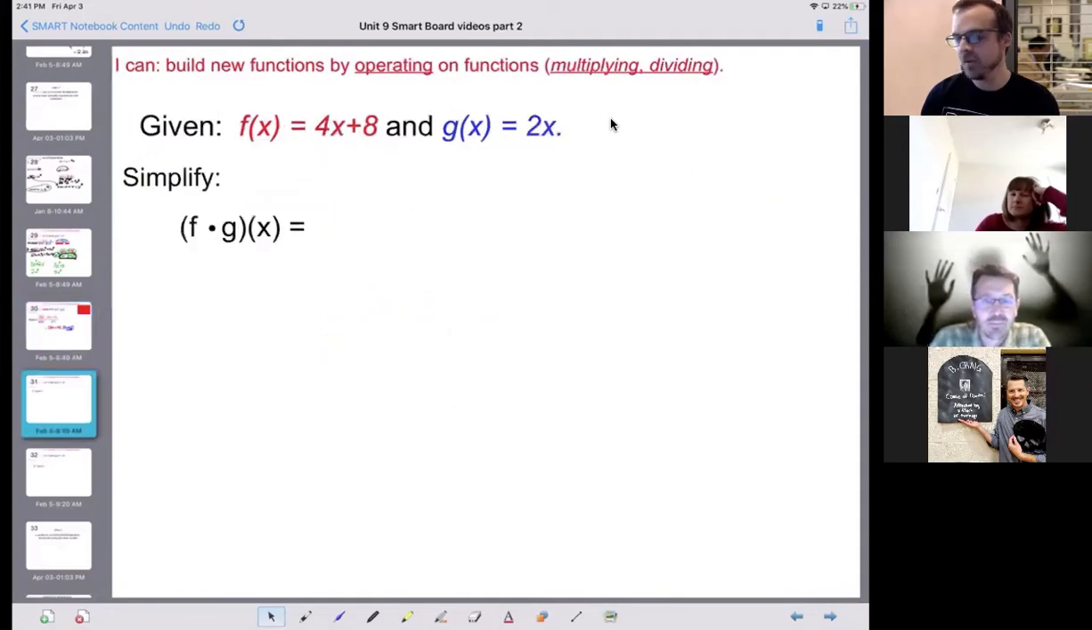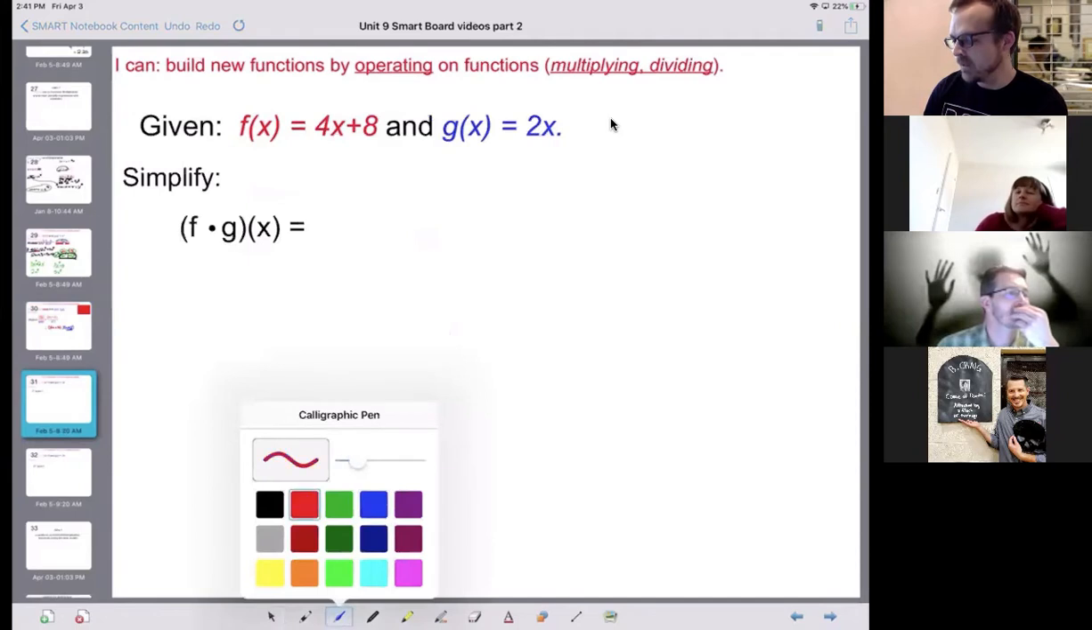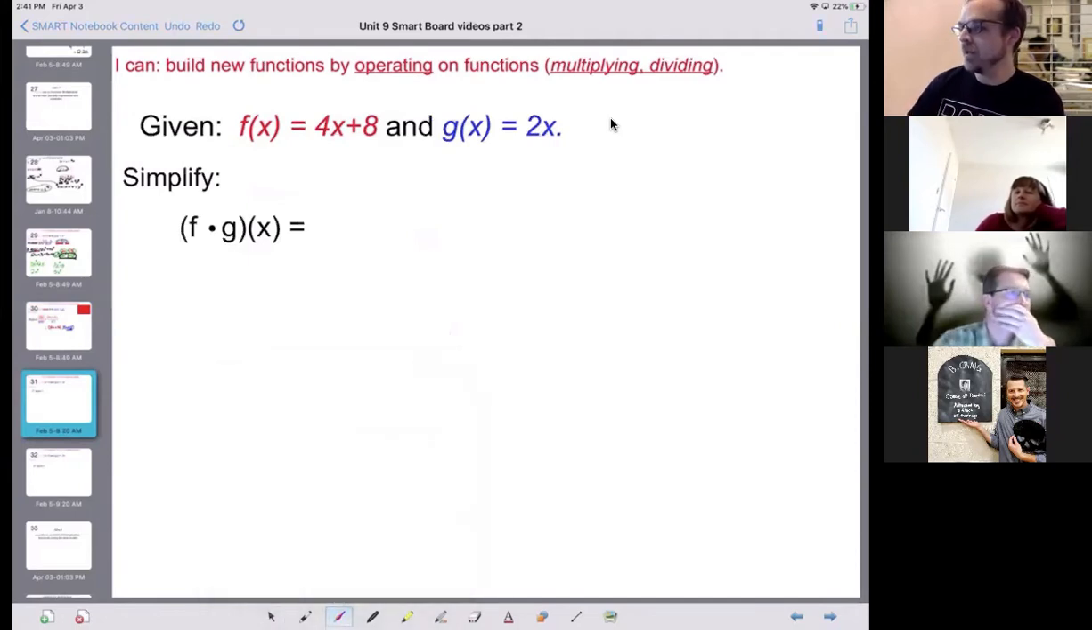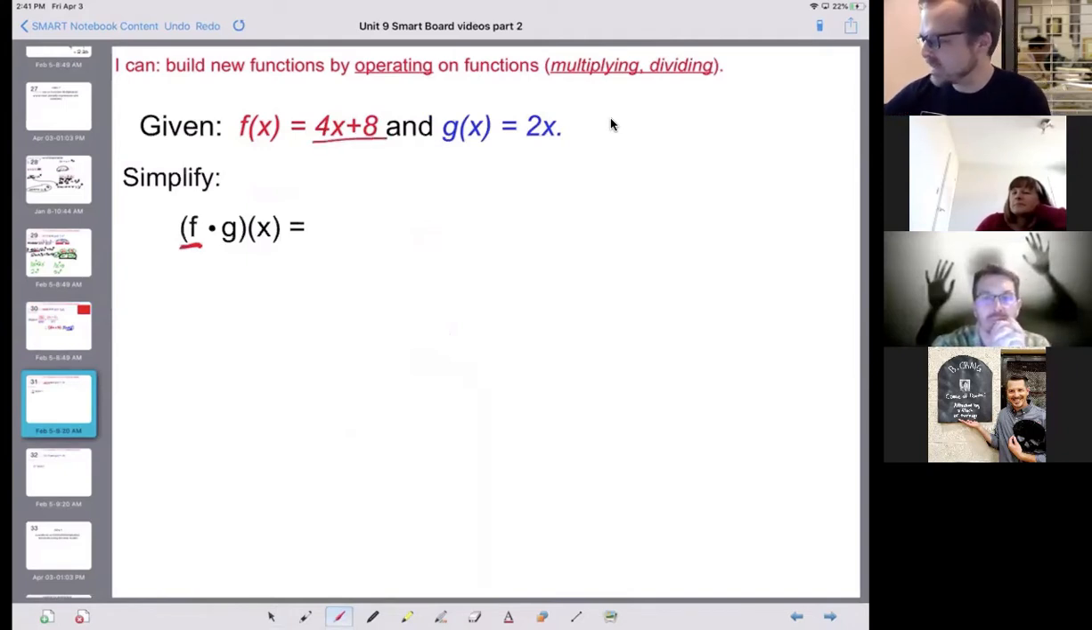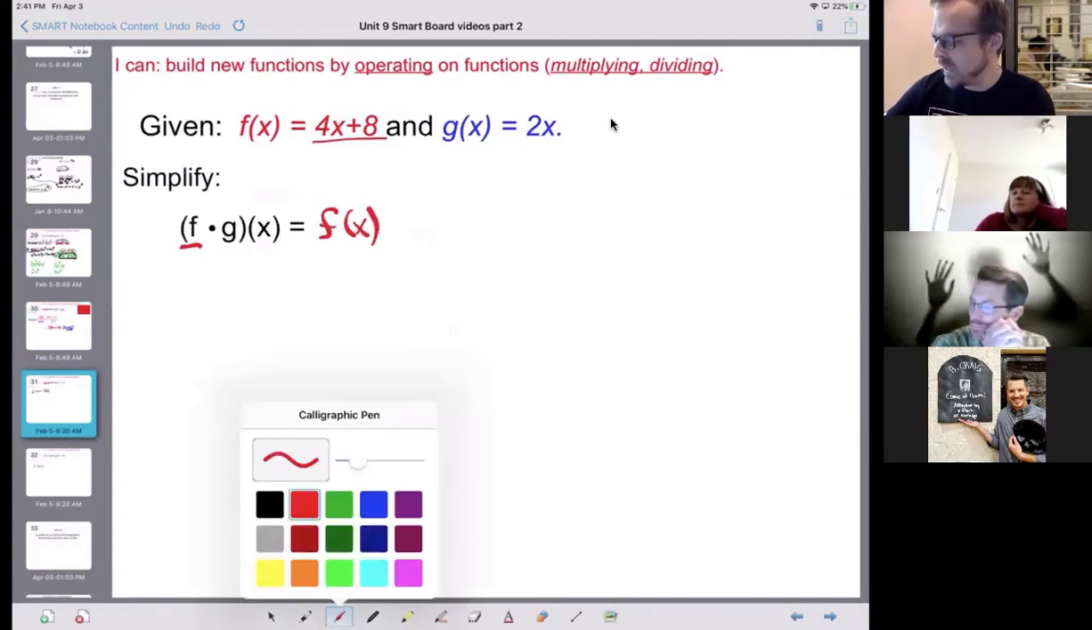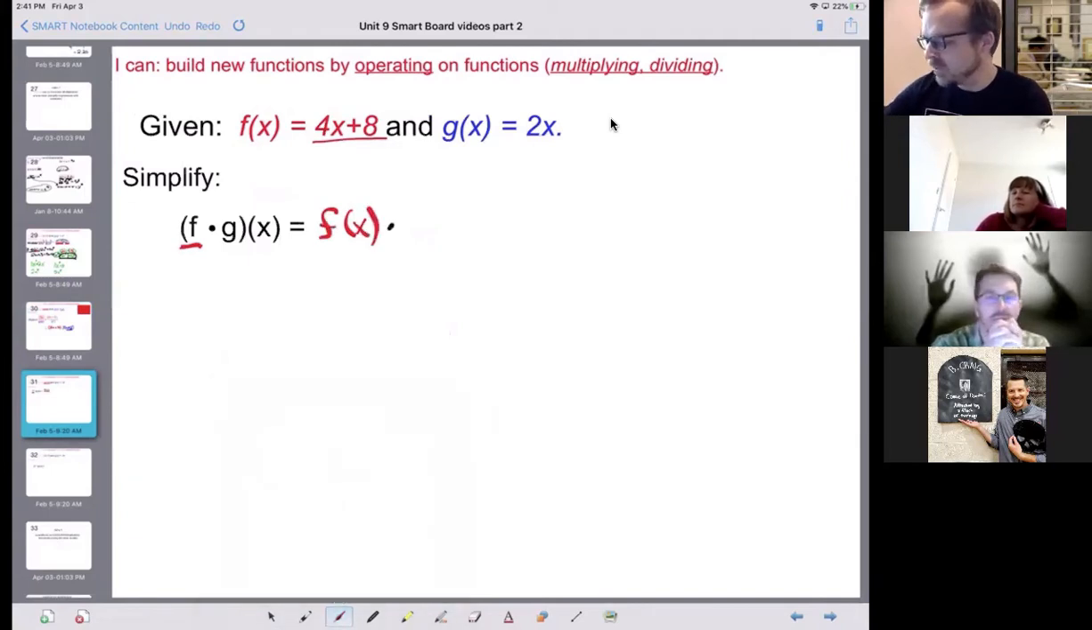All right, so here we have f of x is 4x plus 8, and g of x is equal to 2x. And then we have f times g of x. This is multiplying. So I'm going to go ahead and set up my parentheses first. I'm going to go with red, stay color-coded here for a little bit. The first function is f, so I'm going to go ahead and write this in parentheses. So f of x. Let me just write that out actually first. This is going to be f of x times g of x.